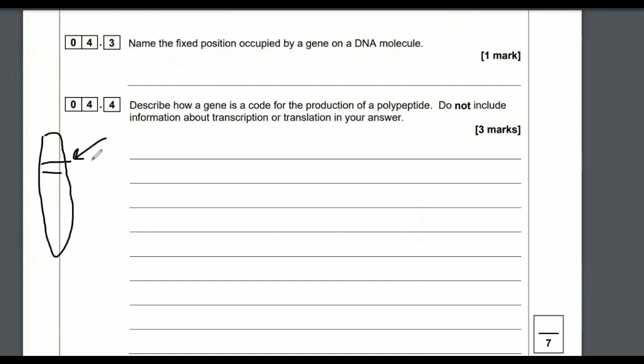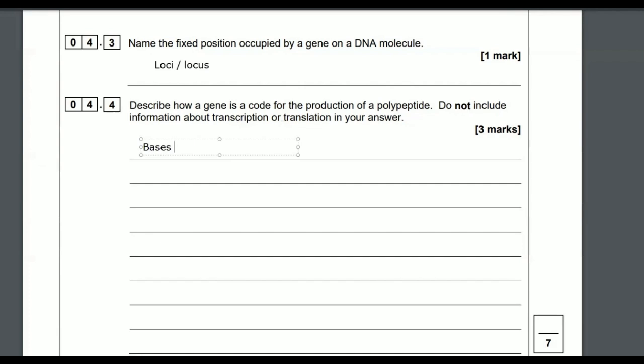Right, name the fixed position occupied by a gene on a DNA molecule. So if you think of the chromosomes, things like the alleles for your eye color, they're always found on the exact same chromosome in every human being. And so we call that loci, or locus, sorry, not location. Loci is plural, locus singular.